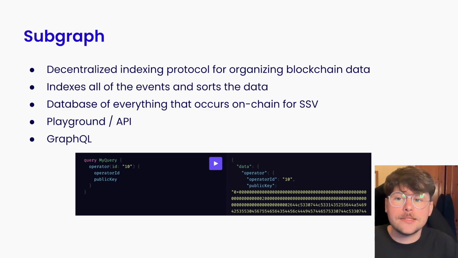There are 2 ways to access this data. One of them is the playground, which is what I've shown a screenshot of. This is a really easy, plug and play way: you can select the options of whatever's available to build your queries up in GraphQL. Then, as you can see here, you click the little play button and you get back all the data. So here we were just looking at operator ID 10 and we just want to get the public key back.